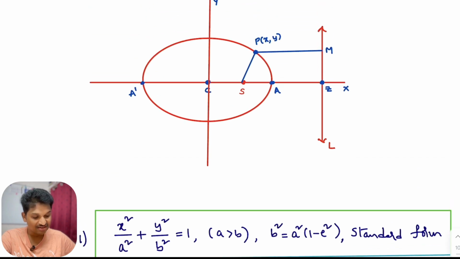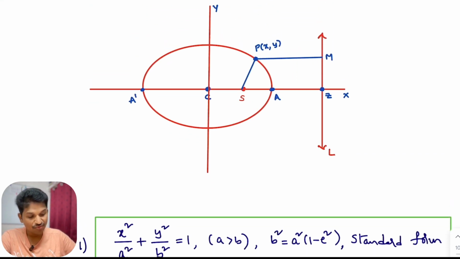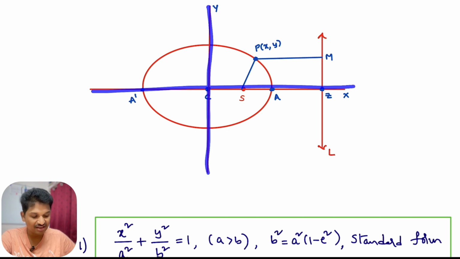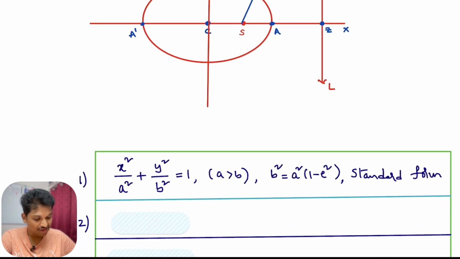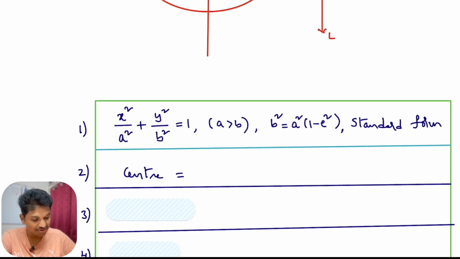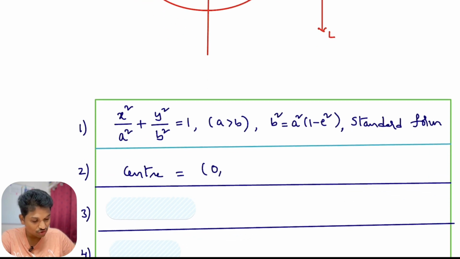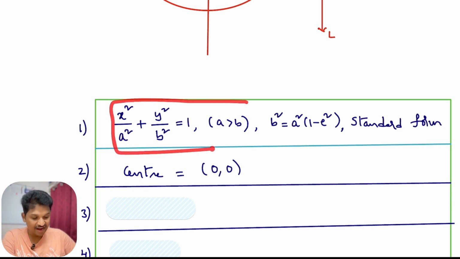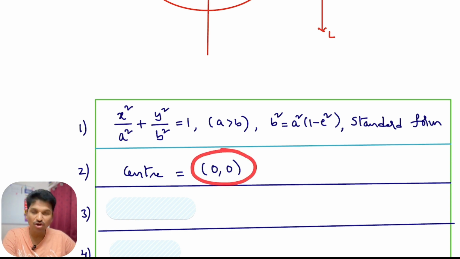Now, next one is, you observe this ellipse diagram. Where is the center? See, this C is there. We discussed while deriving the ellipse, C is the center of the ellipse. As this is x-axis and this is y-axis, the center is 0, 0. So, in standard form of ellipse equation, the center is 0, 0. We'll write that. Center is 0, 0. For standard form of ellipse, the center of that ellipse is 0, 0.